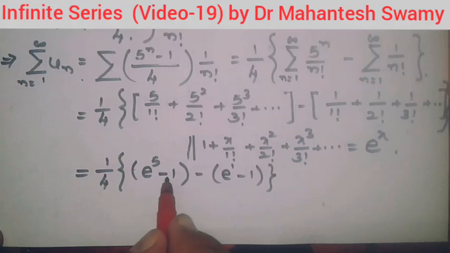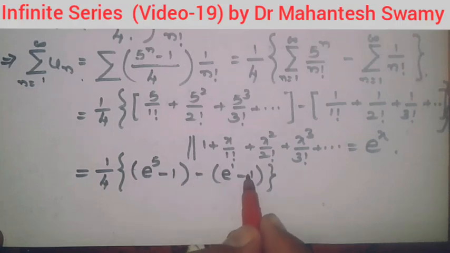Now let us simplify. Minus minus plus, it is 1 plus 1; minus 1 plus 1 cancel.